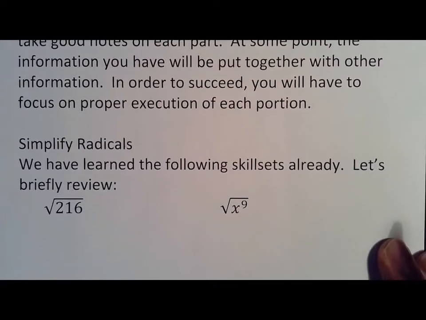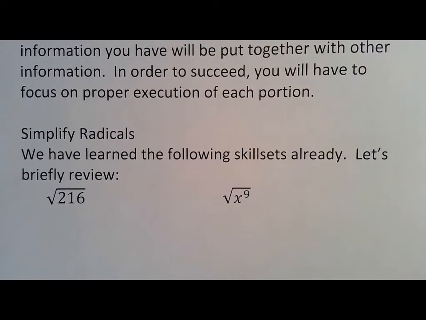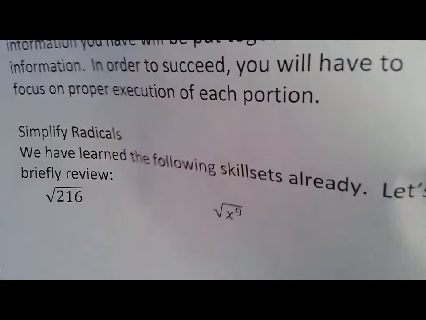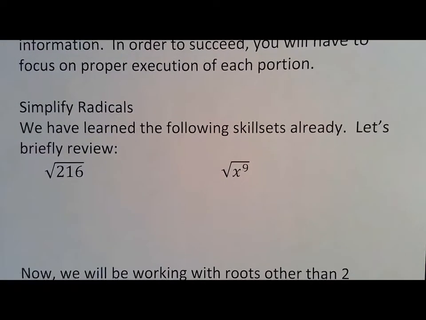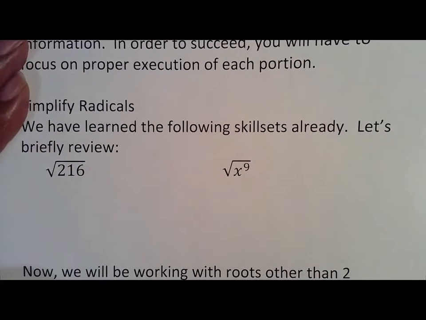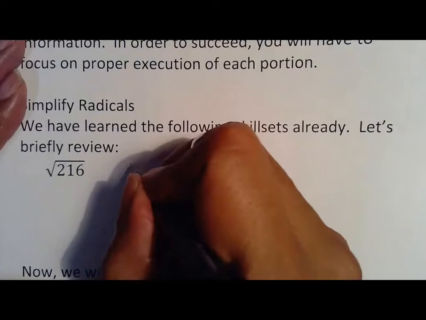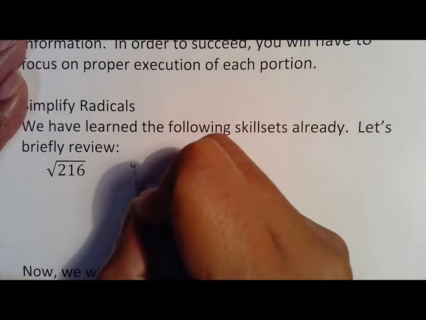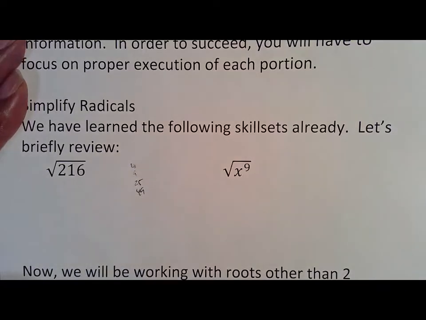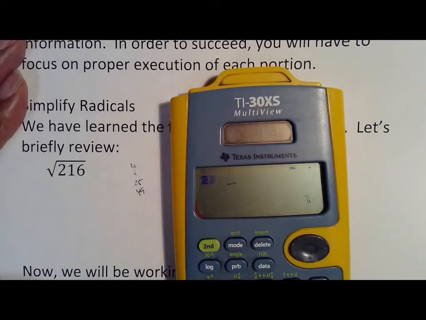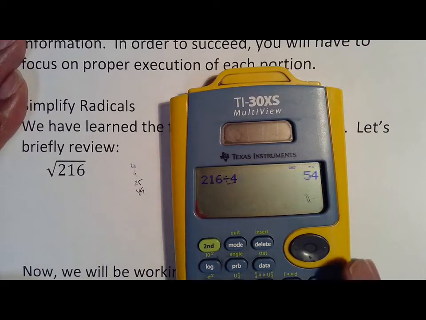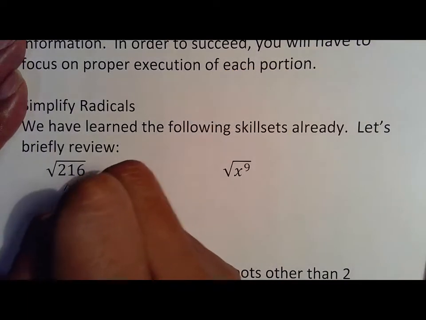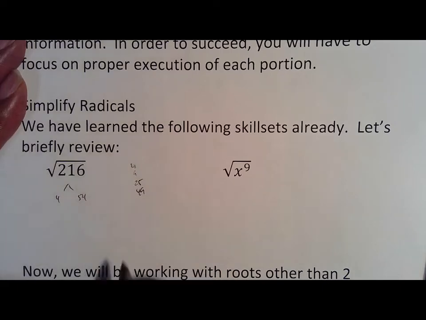So one thing we're talking about here is simplifying radicals. I think we've already covered how to do simplifying radicals, so let's just briefly review it. What we learned to do was to look for perfect numbers like 4, 9, 25, and 49. So we took 216 divided by 4 to get 54. So it becomes 4 times 54.